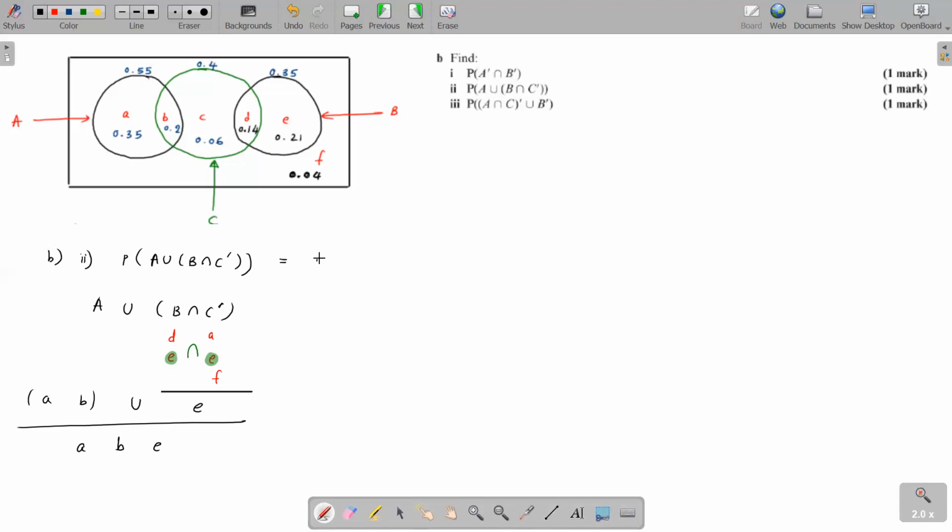So region A is 0.35. Region B is 0.2. Region E is 0.21. Okay, so add them all together. And what do you get? You get 0.76, right? Similarly, let's do part 3 as well.